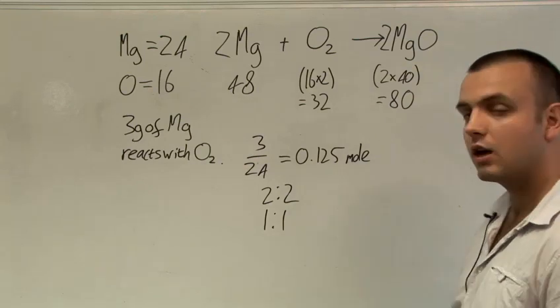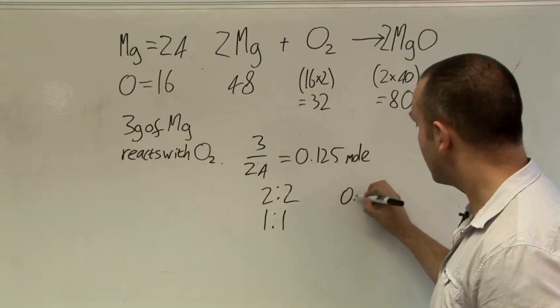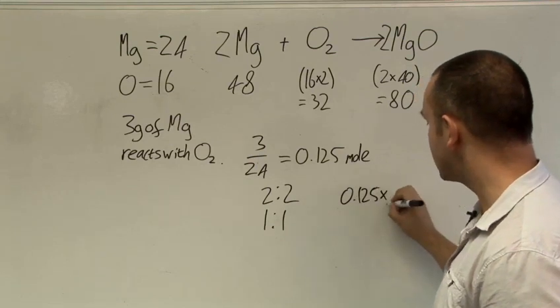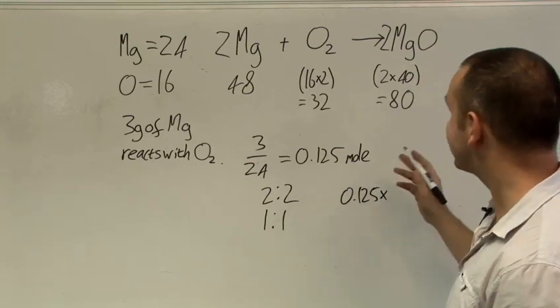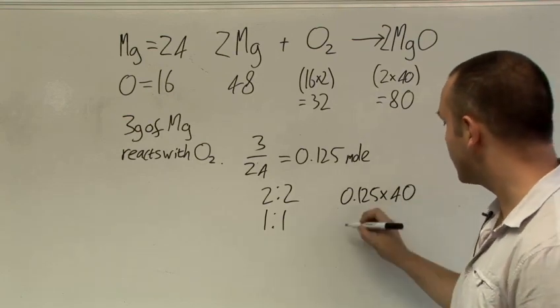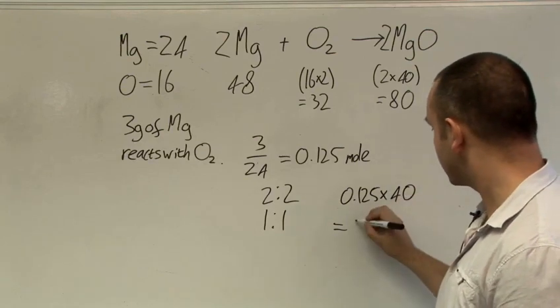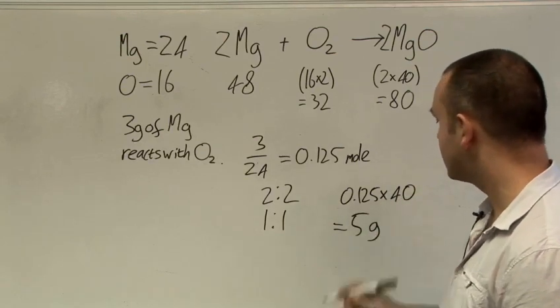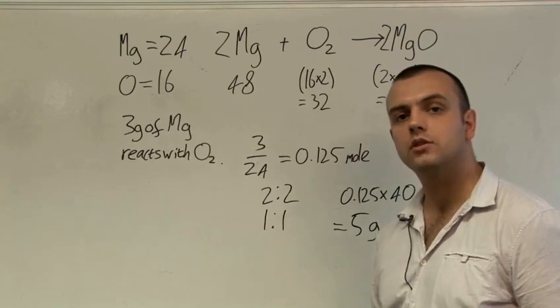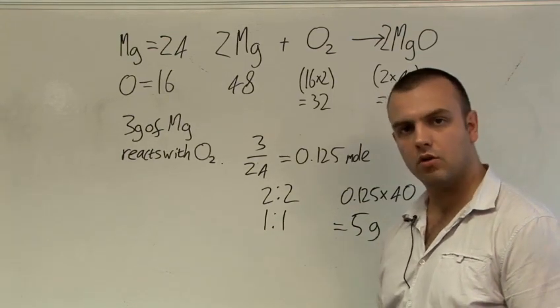However, we've just seen that we only have 0.125 moles. So 0.125, which is the number of moles, times the mass of 1 mole, which is 40, is 0.125 times 40, which is 5. So we have 5 grams of magnesium oxide from 3 grams of magnesium reacting with oxygen.